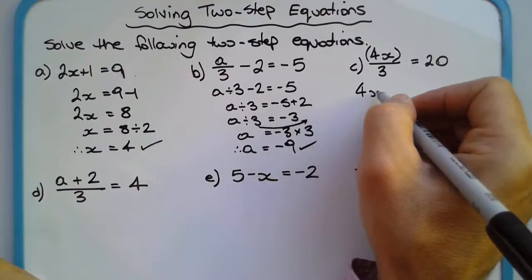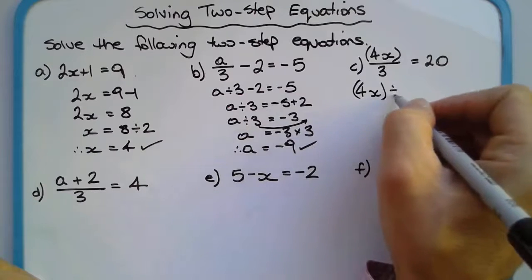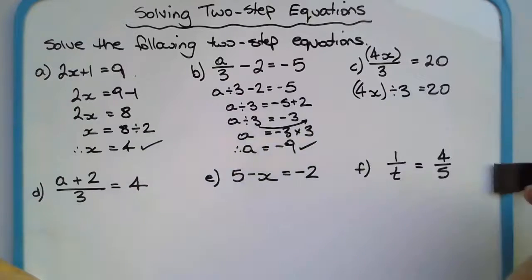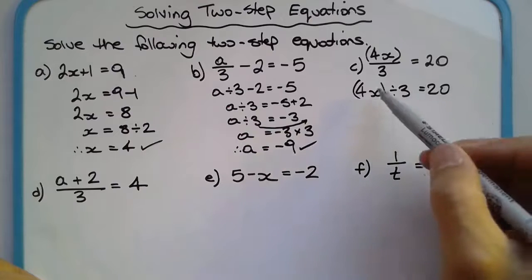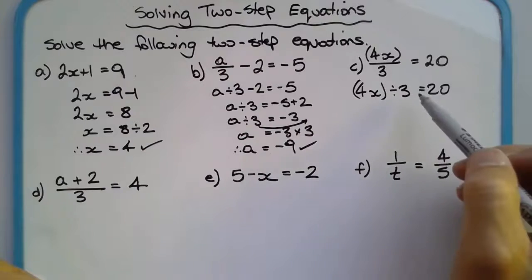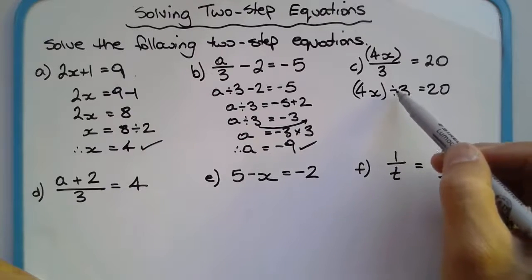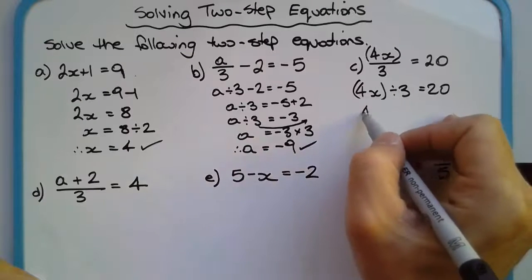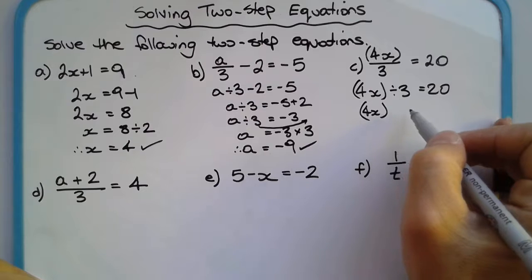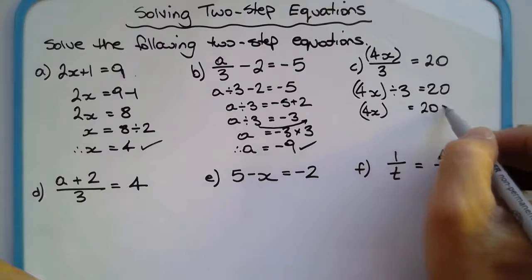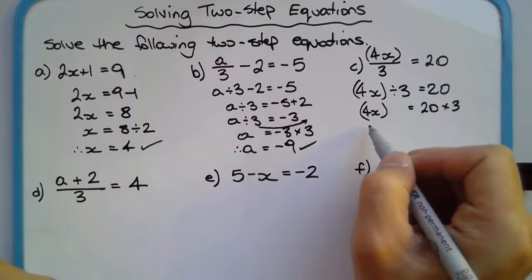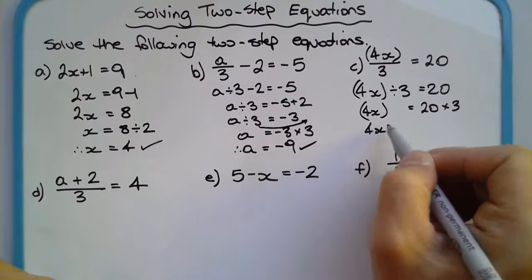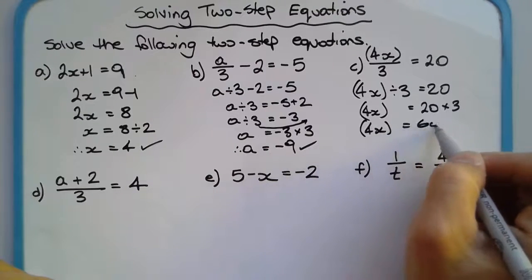So that's 4x. I'm going to put that in brackets there, divided by 3 equals 20. Now according to BIDMAS, brackets is always done first and then everything else. So we have the division by 3, which is outside the bracket. Let's move that over first. So we have 4x is equal to 20 times 3. 4x is equal to 60.